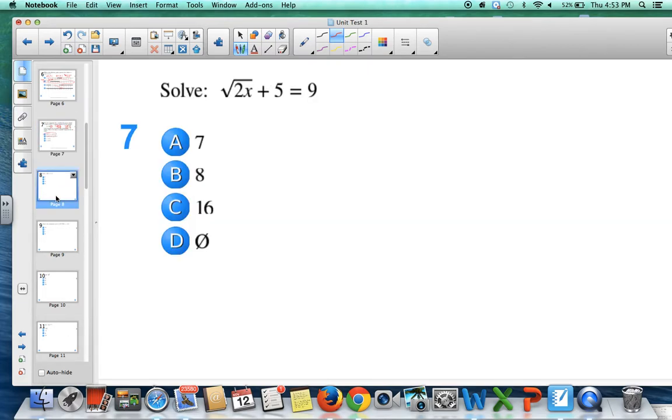All right, let's look at number 7. If you want, you could just plug the thing straight in and see what works. Or we can do the math for it. Let's isolate the absolute value sign. Absolute value of 2x equals 4. Now, to get rid of a square root, we're going to square both sides.